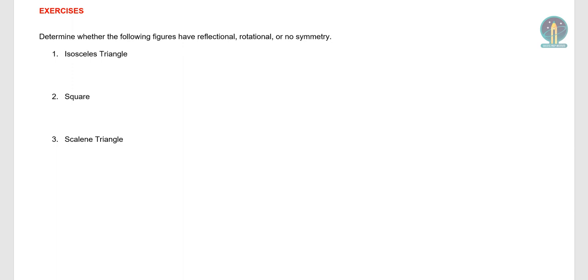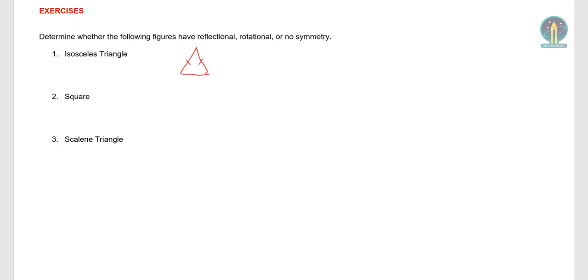Okay, so determine whether the following figures have reflectional, rotational, or no symmetry. For an isosceles triangle, so two sides equal, it doesn't have rotational symmetry because there's no way to get back to the same shape unless you rotate by 360 degrees. If you rotate by 90, it doesn't work, by 180 doesn't work, 270 doesn't, no angle gives you the same shape, like an equilateral triangle. No angle gives you the same shape other than 360 degrees, so it does not have rotational symmetry.